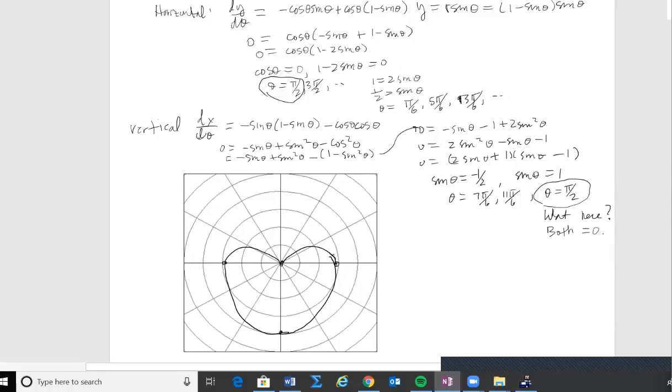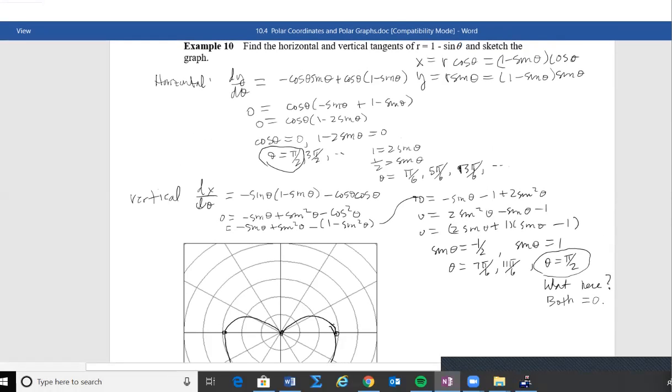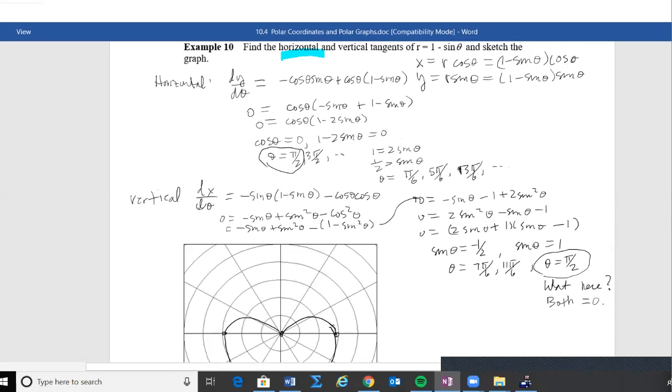Okay, just gonna go through this last one here, and I've already got work done here, so this will go a little bit faster. Okay, our goal in this problem is to find horizontal and vertical tangents. Horizontals are found when dy d theta equals 0. So I do the computations in here. Oh, by the way, I have to make sure I set these up.